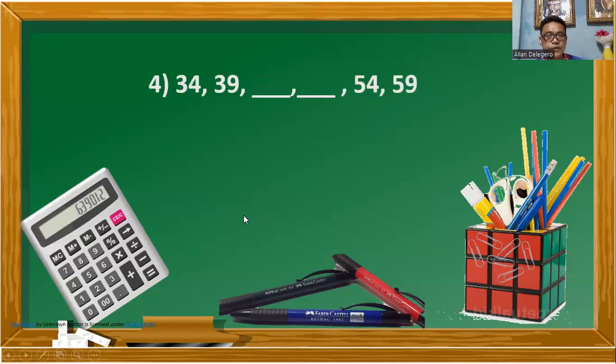Okay, for number 4: 34, 39, blank, blank, 54, 59. So is it ascending or descending order? It is ascending order. Therefore the missing terms are 44 and 49.